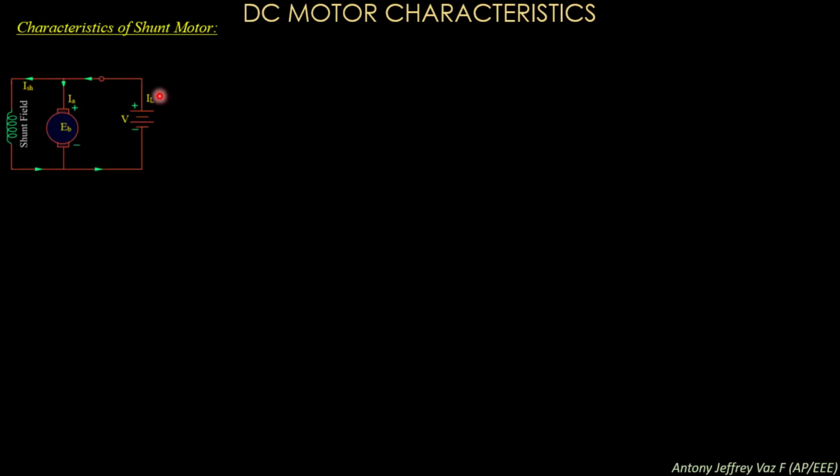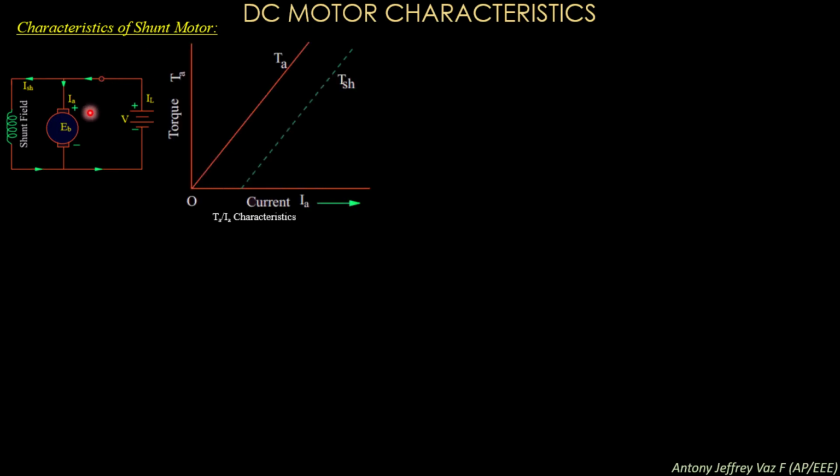First, we will see the characteristics of a shunt motor. Here, this is the electrical characteristics, which is the Ta by Ia characteristics. This is the x-axis and this one is the y-axis. You need to plot the armature current along the x-axis and the developed torque along the y-axis. Then you can plot the graph and you will get the armature torque Ta over here and the shaft torque Tsh over here.